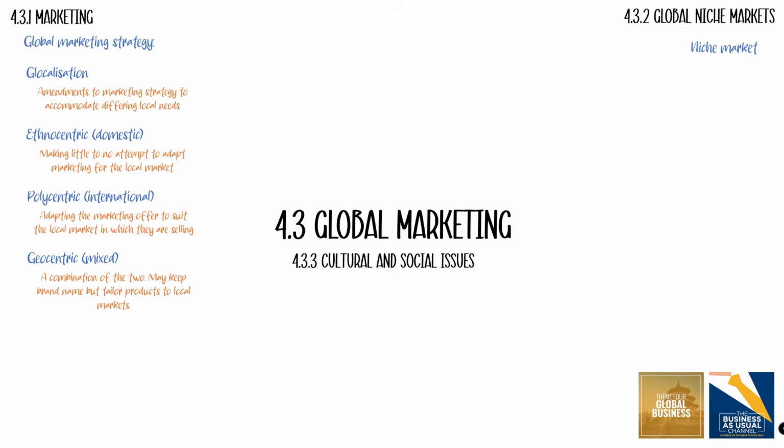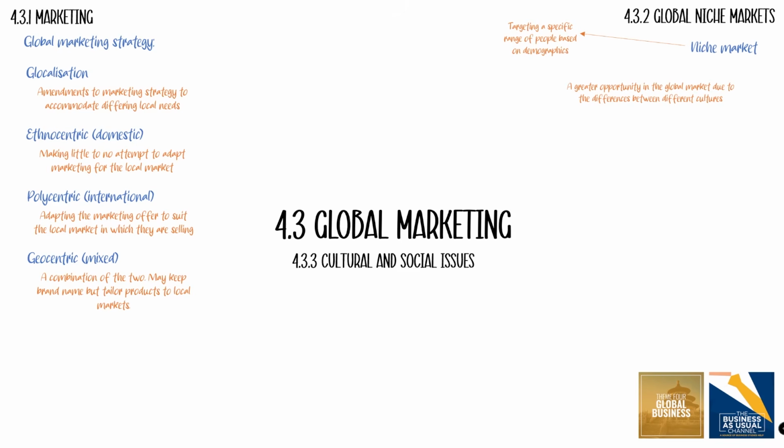4.3.2 focuses on niche markets. We're aware of what a niche market is from Theme 1. A niche market is where we target a specific range of people based on their demographics. The key thing here is that this is an easier opportunity in global markets because of the differences between different countries. Different countries have different cultures. We're going to talk about this in 4.3.3 a little bit as well. And as a result, because there are so many different potential niches, some products can be mass market in some countries and niche in other countries.